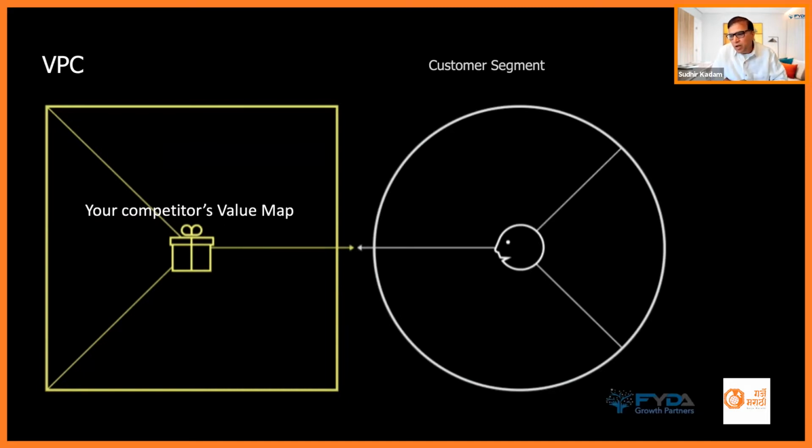Find out how severe the pain is for that. And also you will be able to see what gain your customers are looking for, which their competitors are not going to address. So that will actually help you design some very nice value propositions.